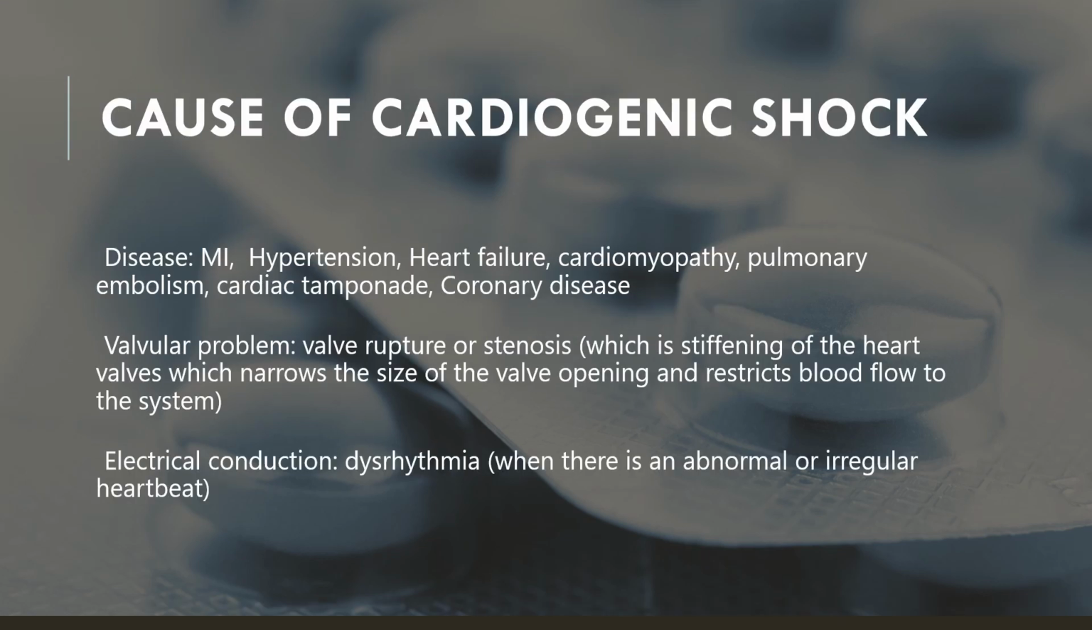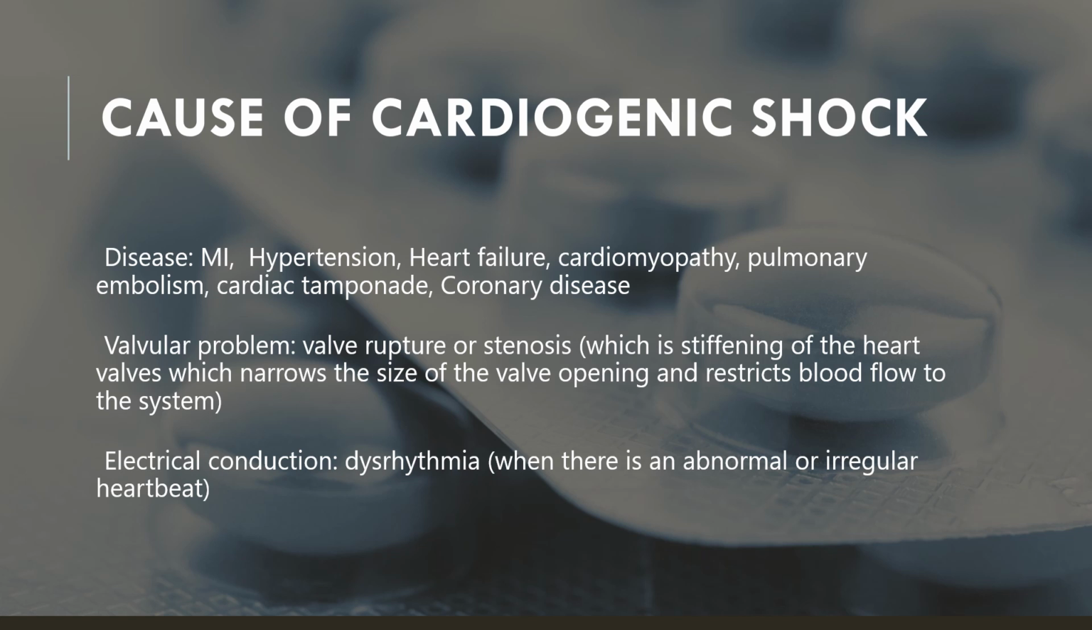I have grouped the causes into three, and they all affect the heart's ability to pump effectively. The first group talks about diseases, and one of the diseases is MI. MI can be caused by hyperlipidemia, tobacco use, obesity, excessive alcohol intake, and other diseases are hypertension, heart failure, and cardiomyopathy, which is a heart muscle disease that makes it harder for the heart to pump enough blood into the body, and it's caused by viral infection or inherited genes or alcohol intake.